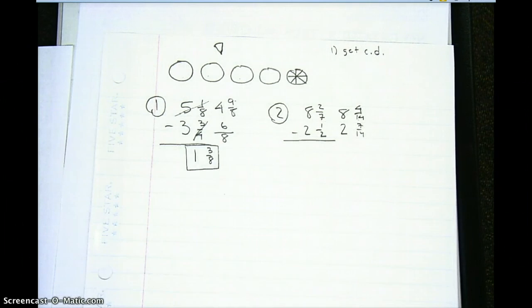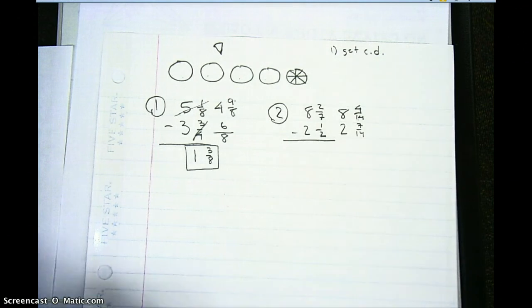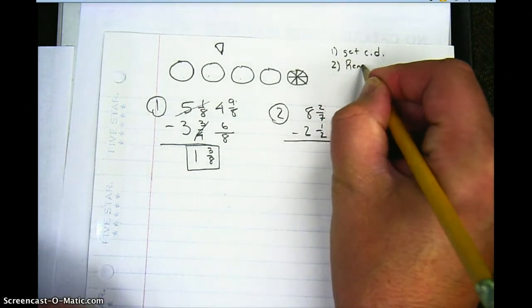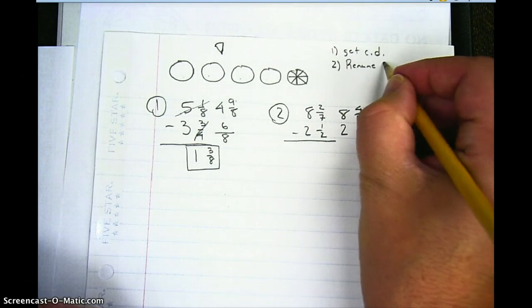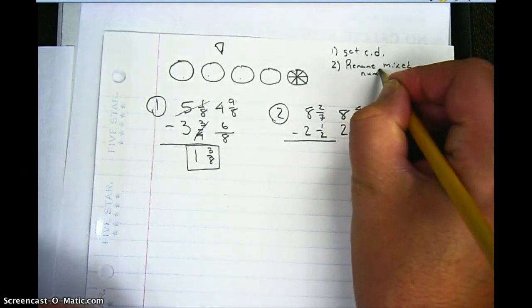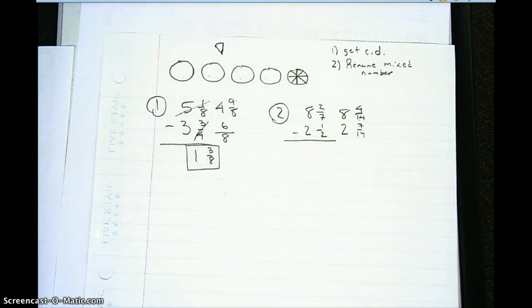Okay? So I've gotten that far. I've got the common denominator. Now, the problem is I can't take 7/14 away from 4/14. So the second part is to rename the mixed number. Okay, so what I have to do is I have to take one of my wholes away.